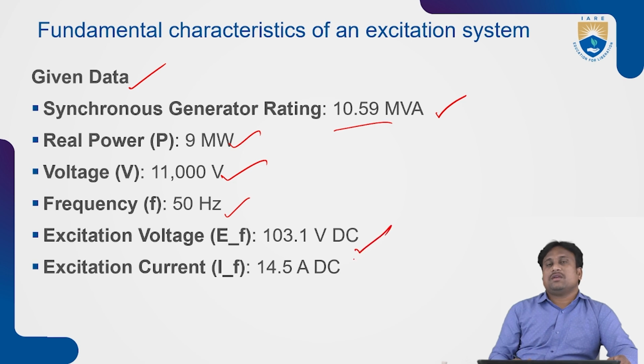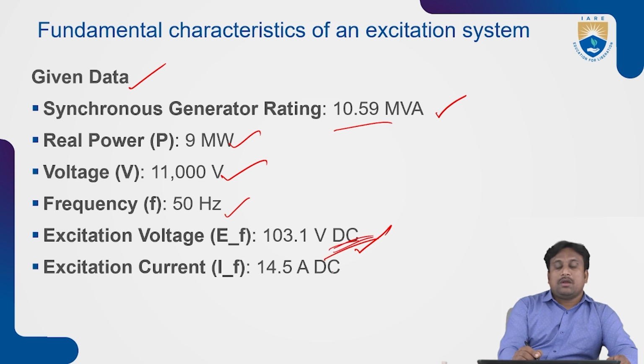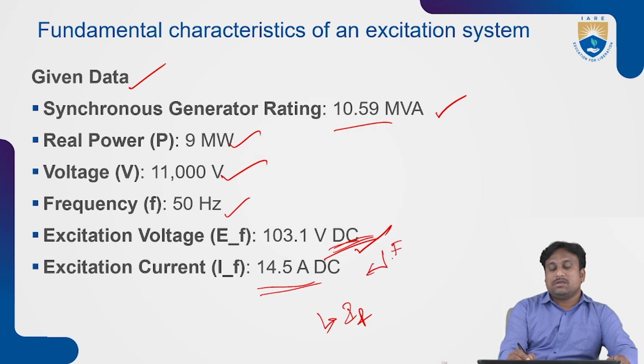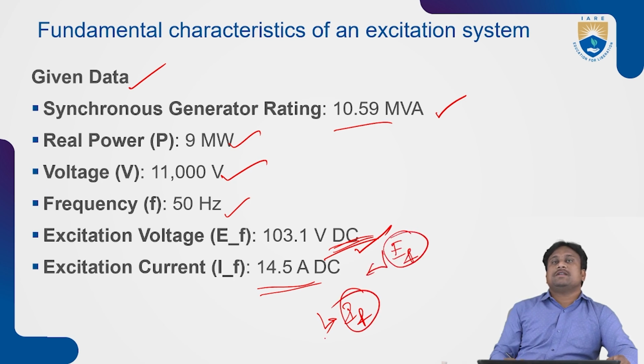Excitation voltage is given as about 103.1 volts. So this excitation is DC in nature, that we already know. And excitation current is 14.5 amps DC. So the excitation current is IF, and the excitation voltage is EF. So these are the excitation voltages and excitation currents.